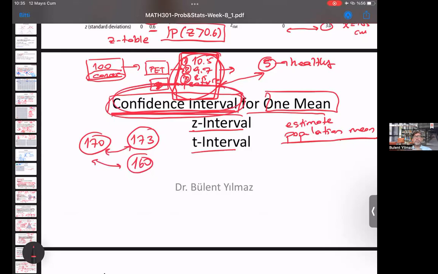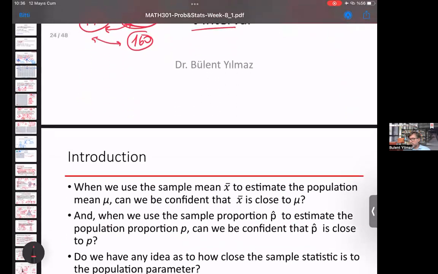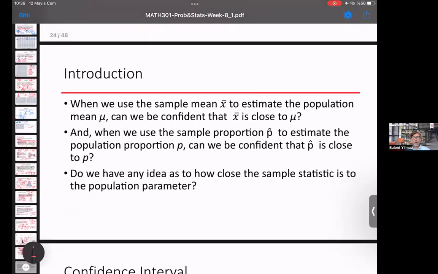I will tell that I am 95% confident that the mean is in this interval. Okay, I'm not going to estimate only one number, but using this 173, I will say the mean of the population is in this interval. And I am confident 95% of the time that's the case. Okay, so this is something that we will cover now. Let's do that one by one.